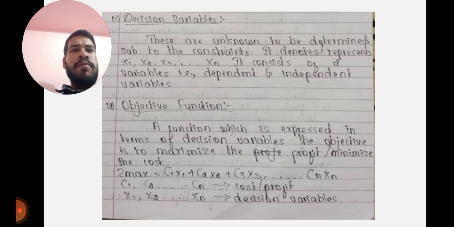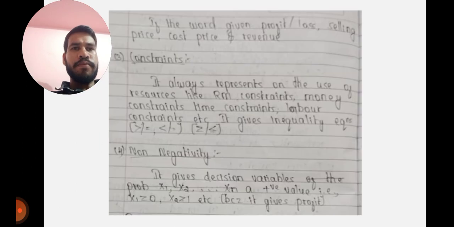Objective function. A function which is expressed in terms of decision variables. The objective is to maximize the profit or minimize the cost. Z max is equal to c1x1 plus c2x2 plus c3x3, where c1, c2, cn are cost or profit and x1, x2, xn are decision variables.